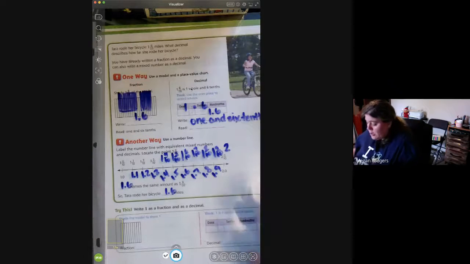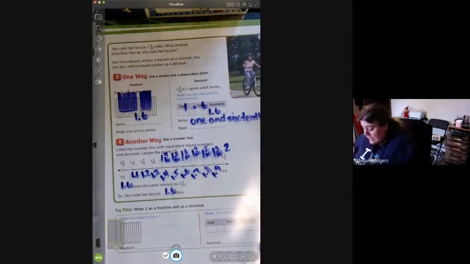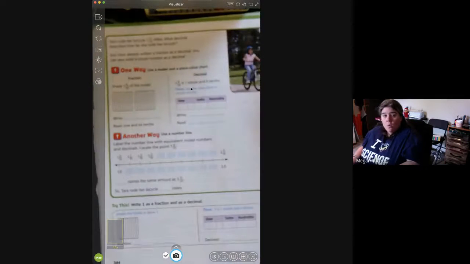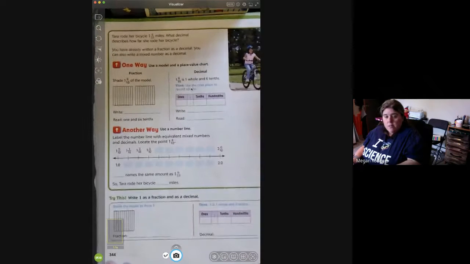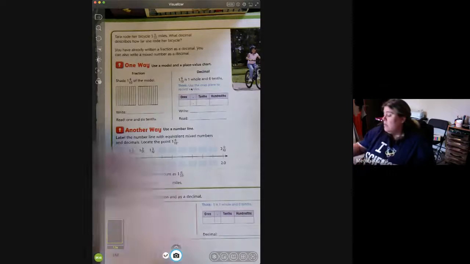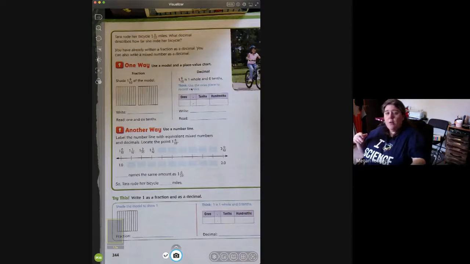All right, so try this. So go ahead and try this. It says, write 1 as, and let me move this so you can see it a little better here. Write 1 as a fraction and as a decimal. So it says shade the model to show 1 and then fill in to answer with the decimal. So I'll just give you a second there. You can jot that down on your paper or on scrap paper, whatever, just to make sure you're actually doing it.